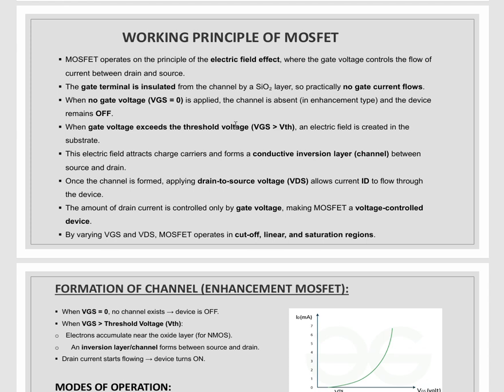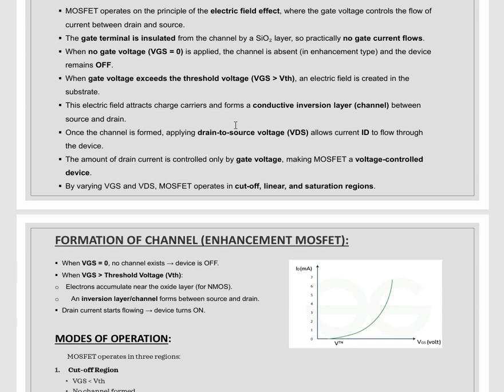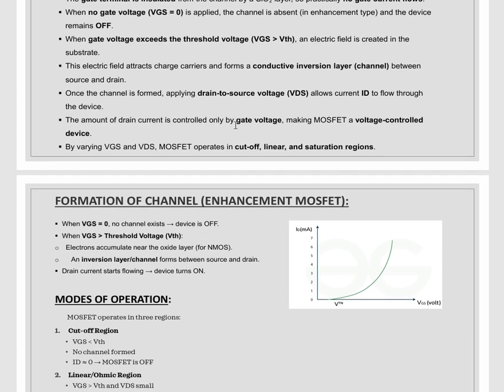When gate voltage exceeds the threshold voltage, it means VGS greater than VTH, an electric field is created in the substrate. This electric field attracts charge carriers and forms a conductive inversion layer between source and drain. Once the channel is formed, applying drain to source voltage VDS allows current ID to flow through the device. The amount of drain current is controlled only by gate voltage, making MOSFET a voltage controlled device. By varying VGS and VDS, MOSFET operates in cutoff, linear, and saturation regions.